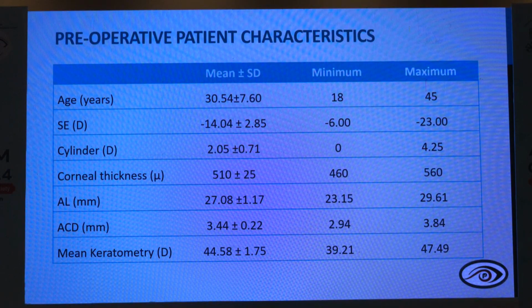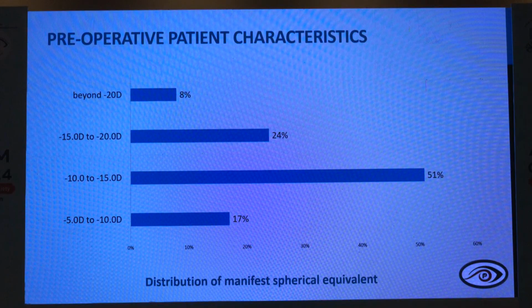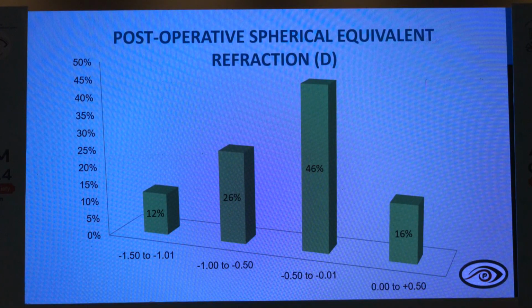So corneal thickness also we measured. We looked at the axial length, ACD, and mean keratometry. Most of our case series, 51% of the patients had refractive error between minus 10 to minus 15. Few of them are between minus 15 to minus 20. As Vardhaman said, they can also customize and give you the lenses in any power.